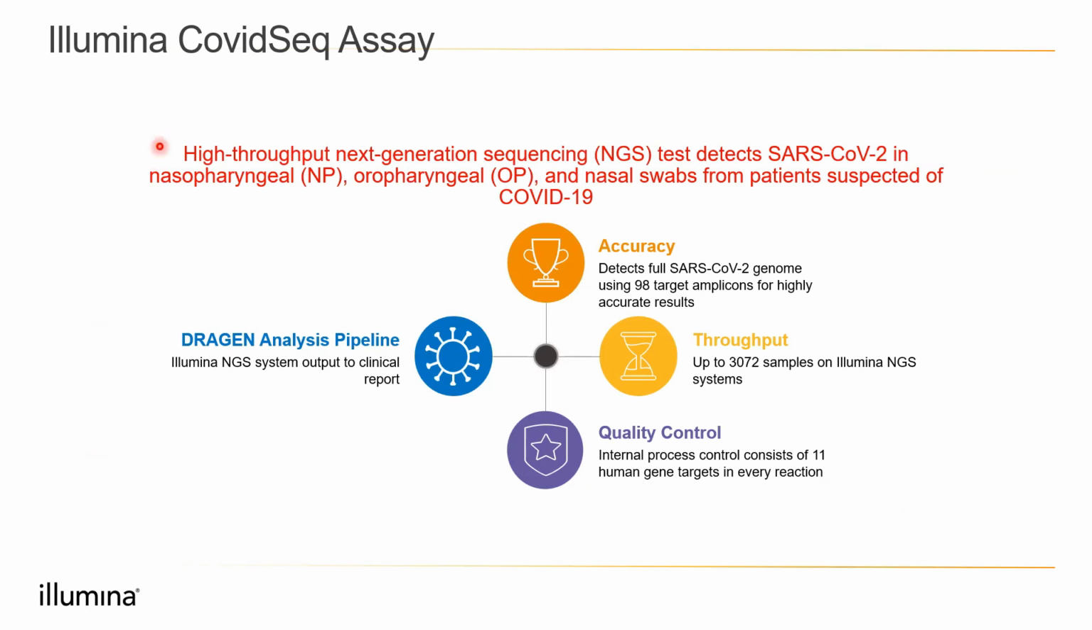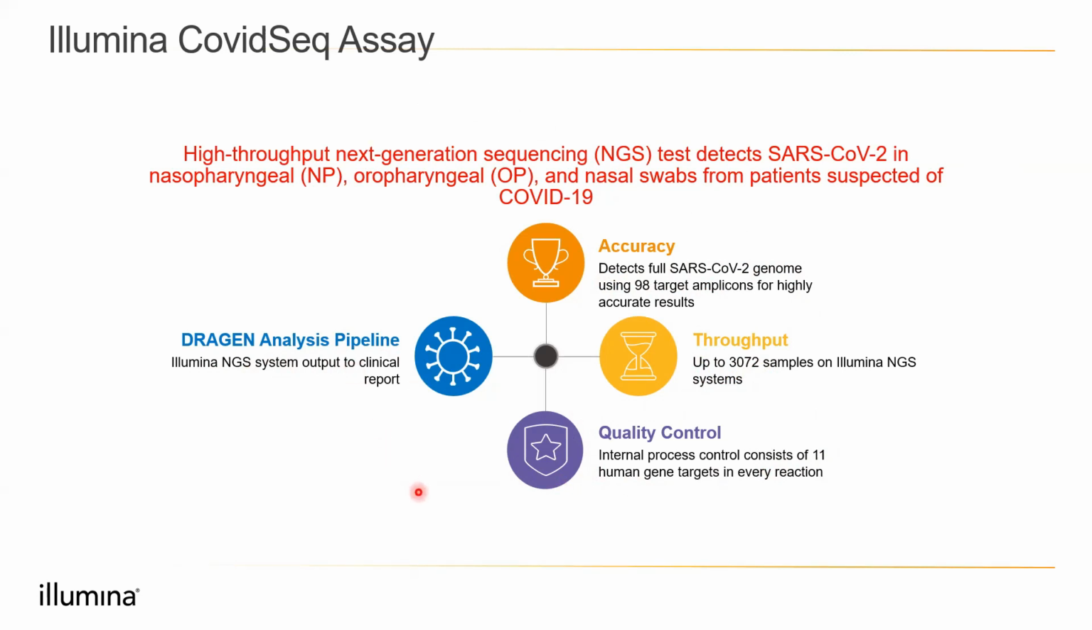So Illumina came out with its COVID-seq test and assay. This test covers your entire COVID genome. It can be used as a test as well as for surveillance. The throughput is pretty high, 3072 samples in one go. And also it's foolproof because it has some process controls involved. It has 11 human gene targets built in, and also there is a built-in Dragon analysis pipeline that will give you your result.